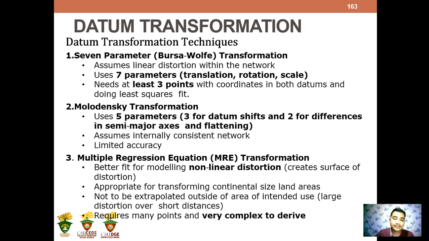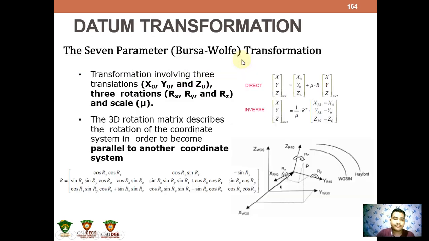But in our case, in transforming the datum from WGS to PRS, we are using this 7 parameter transformation or Bursa-Wolf. The 7 parameter or Bursa-Wolf transformation involves 3 translations, X0, Y0, and Z0, 3 rotations, RX, RY, and RZ, and a scale. That makes 7 in all.